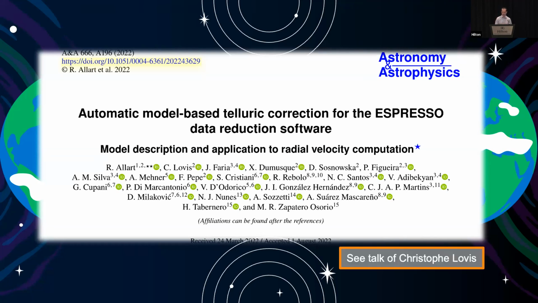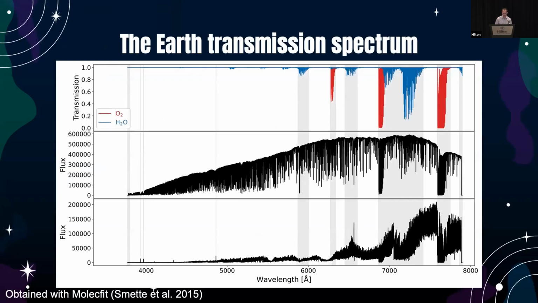To know more about ESPRESSO, you can see the talk of Christophe Lovis from yesterday. Here you have the Earth transmission spectrum on the top panel with the water and oxygen absorption bands in the spectral range of ESPRESSO. In the middle, you have the spectrum of Tau Ceti with ESPRESSO, and at the bottom, the spectrum of Proxima. The gray bands are the telluric regions that are excluded from the computation of the cross-correlation function to derive radial velocities. So quite a broad spectral range is removed when you compute the radial velocities.